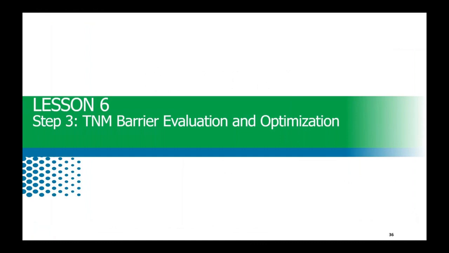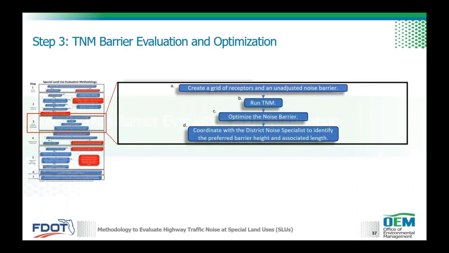So let's go over the next step. Step 3, the barrier evaluation and optimization. The following steps should be taken to identify the optimal noise barrier length and height for the impacted special land use. First, the noise analyst should create a grid of receptors, if that's applicable, and create the unadjusted noise barrier.